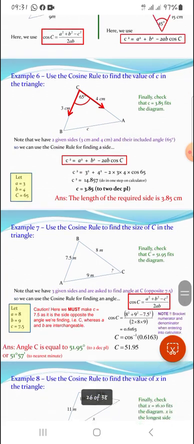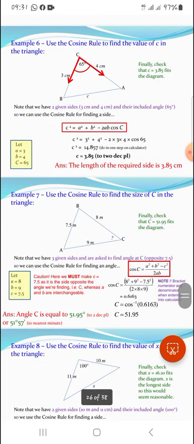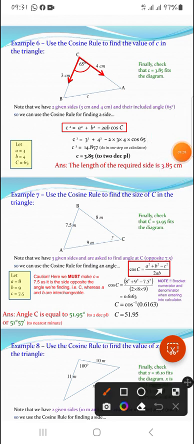So here is the example, where you have the angle between 3 centimeter and 4 centimeter. And the angle between them is 65, as you can see here. The angle here is 65. It is between 3 centimeter and 4 centimeter. So the formula to use here is c squared. This is the formula here. Is c squared.